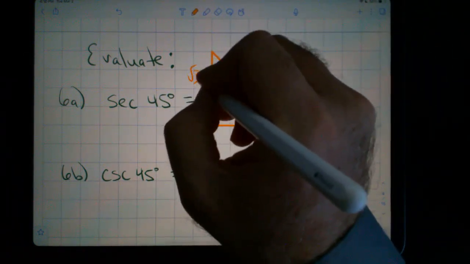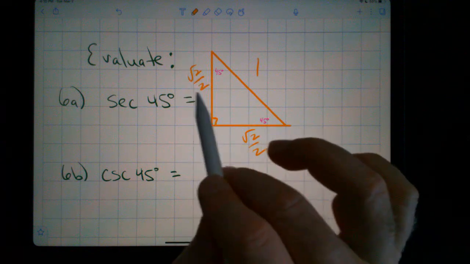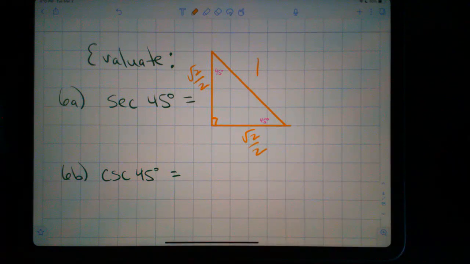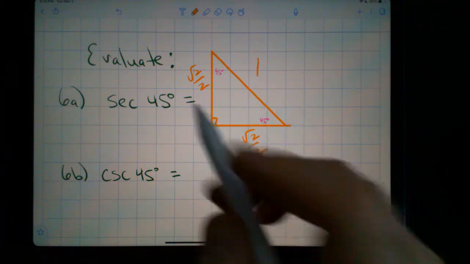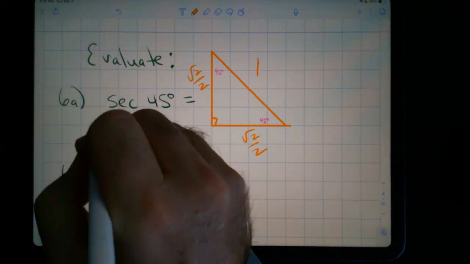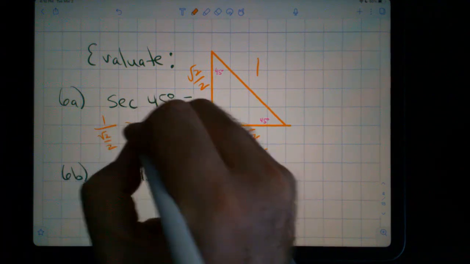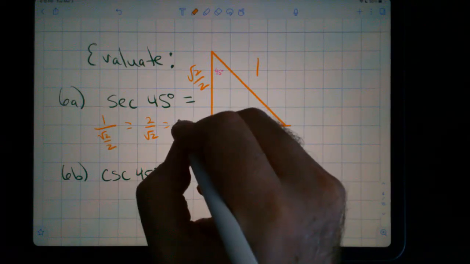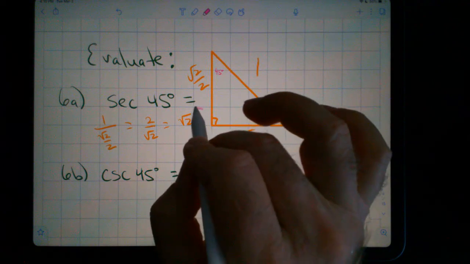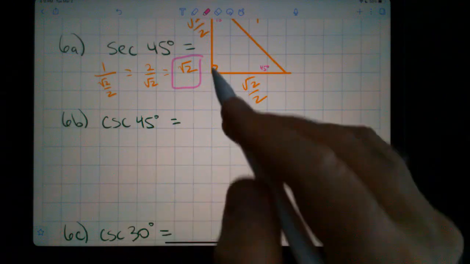1, radical 2 over 2, and radical 2 over 2. This squared plus this squared will equal 1. So secant is going to be your hypotenuse over your cosine. So this is going to be 1 divided by root 2 over 2. Okay, which will give me 2 divided by root 2. When you rationalize the denominator, this will give you just root 2. Cosecant of 45 is going to be the same thing.